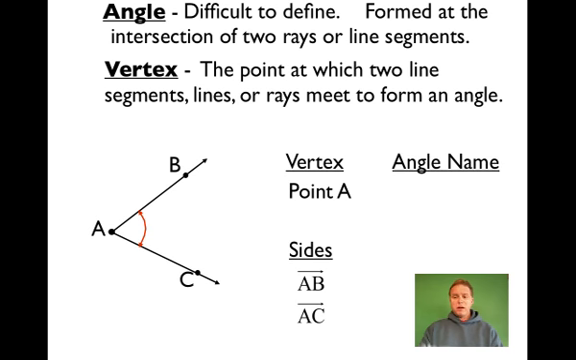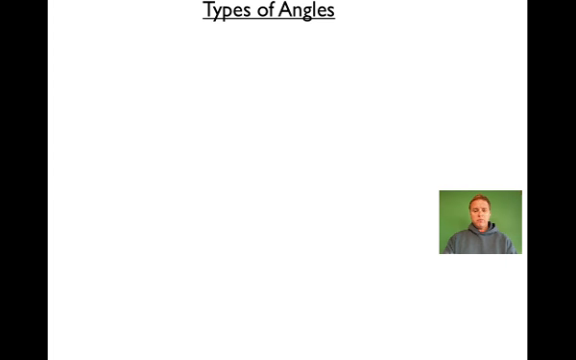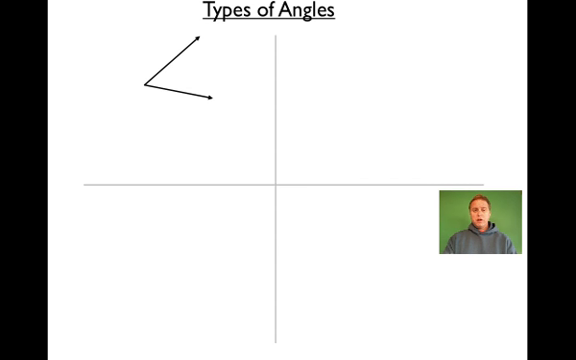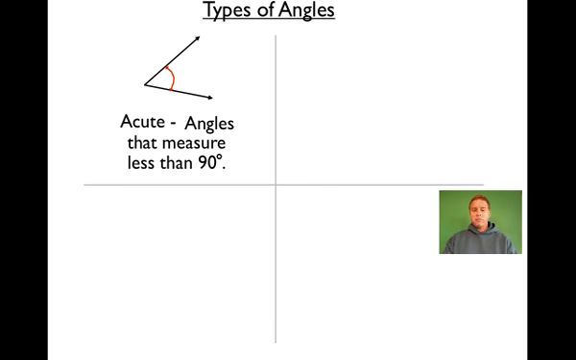A couple different things we can call the angle. We can call it angle BAC, angle CAB, or angle A. Now there's several different types of angles. Most of them you're probably familiar with. First common one is the acute angle, and that's an angle that measures less than 90 degrees. I always kind of think of it as a cute little angle because it's smaller than 90, so it's the small one. Cute things tend to be small.